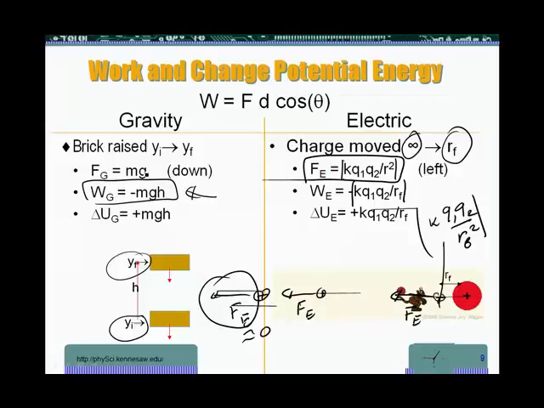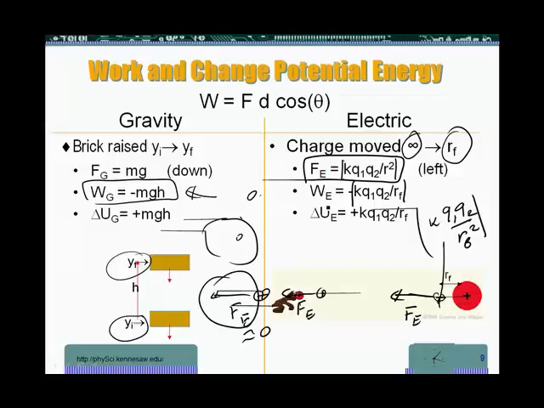By the way, as a side note, this equation, F equals mg, is applicable only at the surface of the Earth. However, if we decide to move an object very far away from the surface of the Earth, this equation is not applicable anymore, and this equation for the work done by the gravitational force does not work anymore, and actually it will look much more like the equations we have for the electrical force.